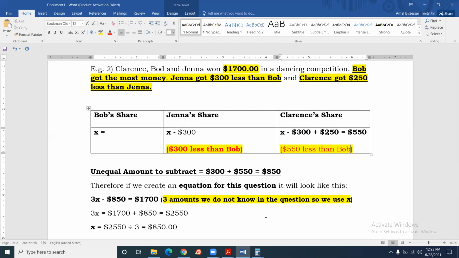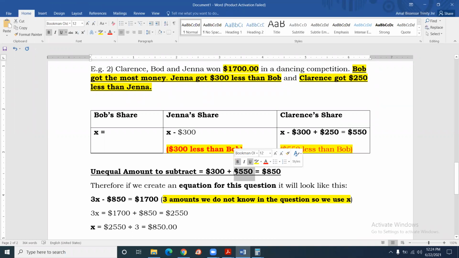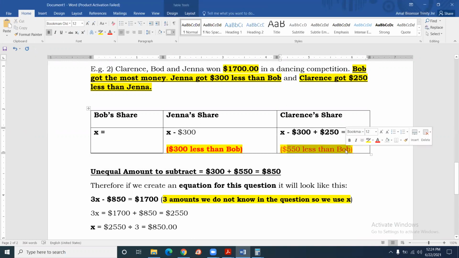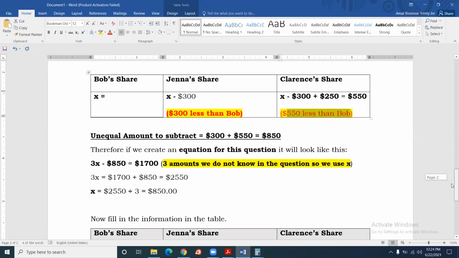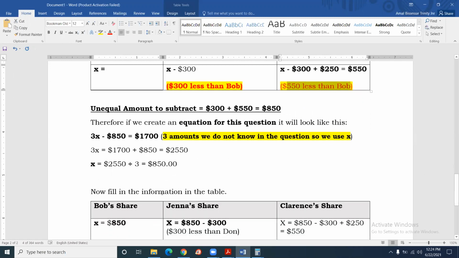I'm pausing my recording. So how much am I taking out? I'm going to be taking out the 300 for Jenna, plus I'm going to be taking out 550 for Clarence. So I need to remove 850. Well, we're not removing anything yet, but make sure you understand that I have to take out 850. I have to take out the 300 from here, plus the 550 from here. I have to take out a total of 850.